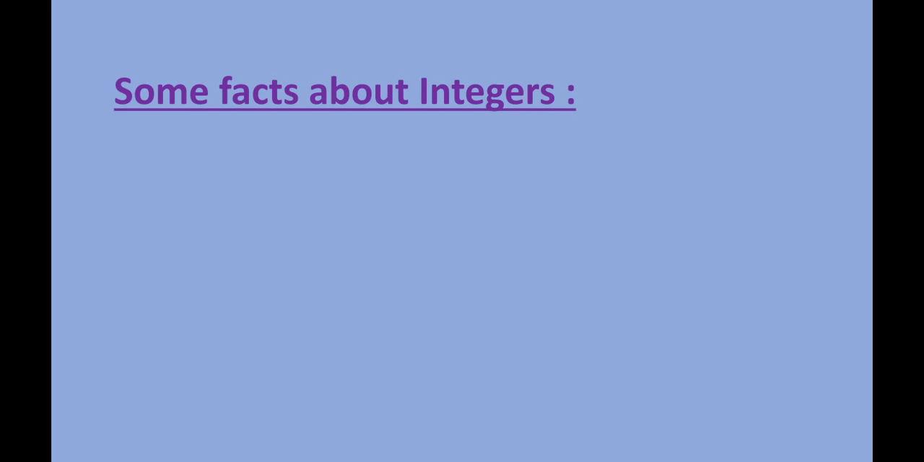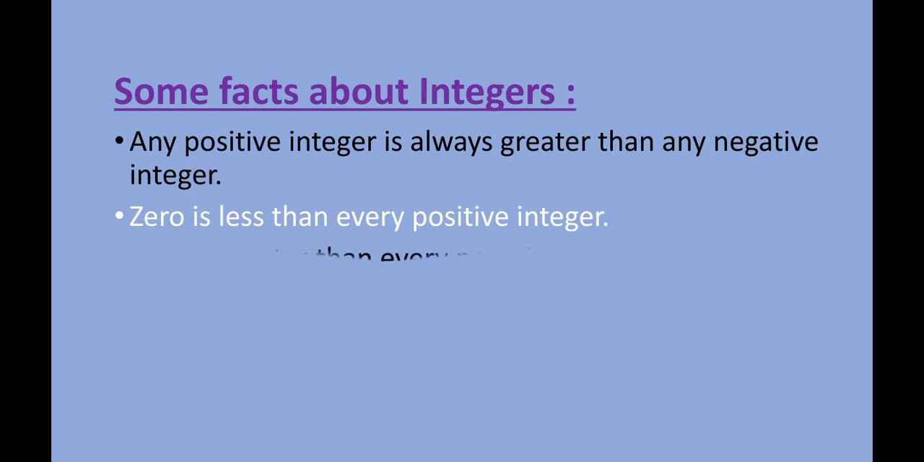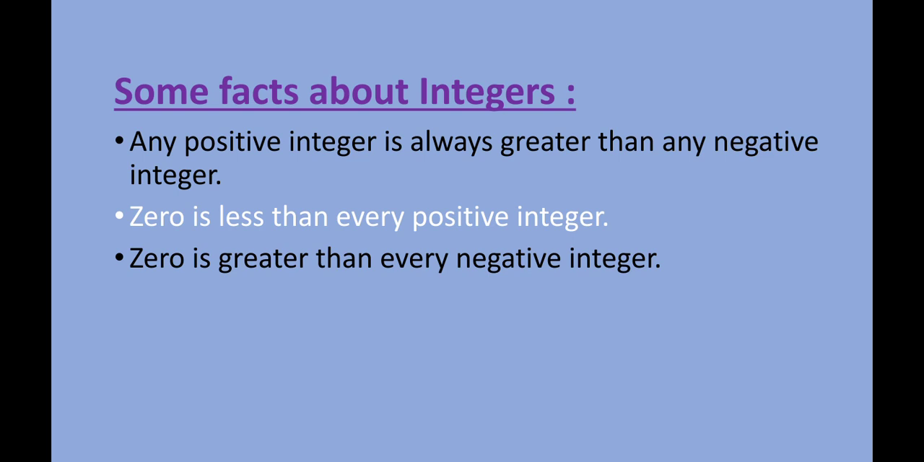Now come to some facts about the integers. Any positive integer is always greater than any negative integer. If we compare positive integers with negative integers, the positive integer is always greater. Second point is 0 is less than every positive integer. If we compare 0 with any positive integer, 0 is always smaller. Third point is 0 is greater than every negative integer. If we compare 0 with any negative integer, 0 is greater than it.